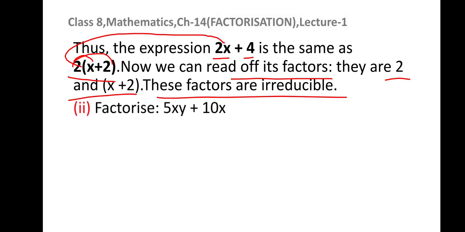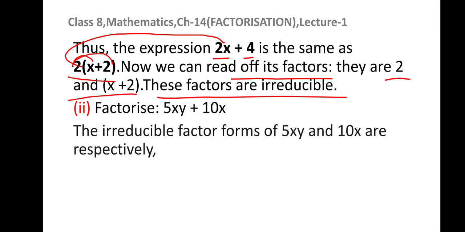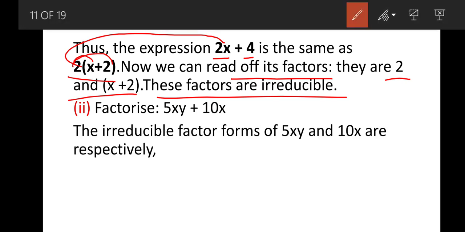Let us take another example. We need to factorize 5xy plus 10x. The irreducible factor forms, as I told you, individually. Initially, you are supposed to take individual terms, but when you practice, you will be able to do it directly without all these steps. So, firstly, I am taking these two terms individually.